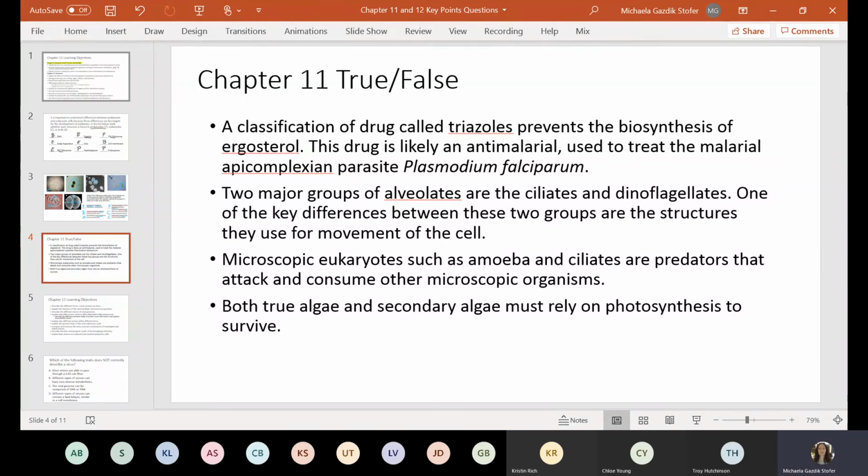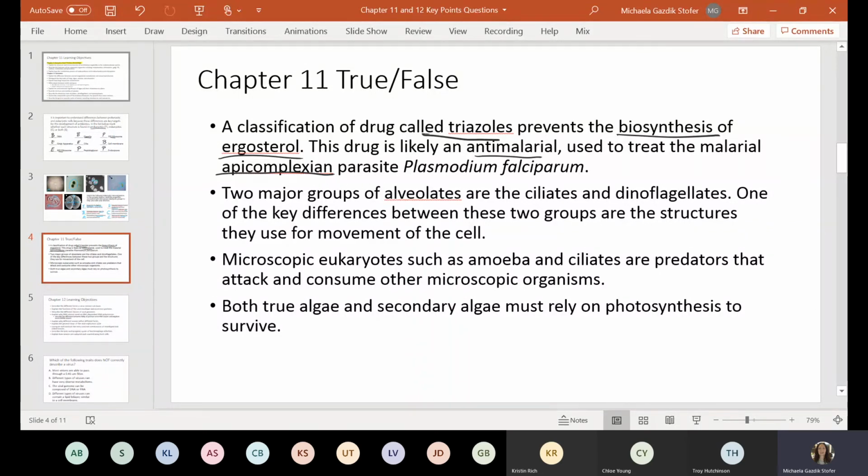Okay, so if we look at this first one, it's telling us that we've got a drug called a triazole, and that drug prevents the biosynthesis of ergosterol. So the drug is likely an antimalarial that's used to treat the malarial apicomplexan, Plasmodium falciparum. Again, remember, I never expect you guys to memorize what triazoles do. So this statement wouldn't just say triazoles are an antimalarial. It's going to give you the key information. So it tells us that it's preventing the biosynthesis of ergosterol, and then we think it's an antimalarial because it would treat apicomplexan parasites like Plasmodium falciparum.